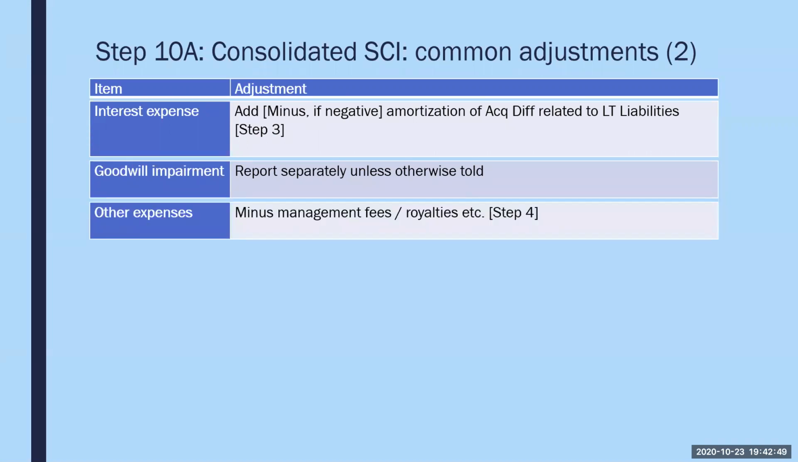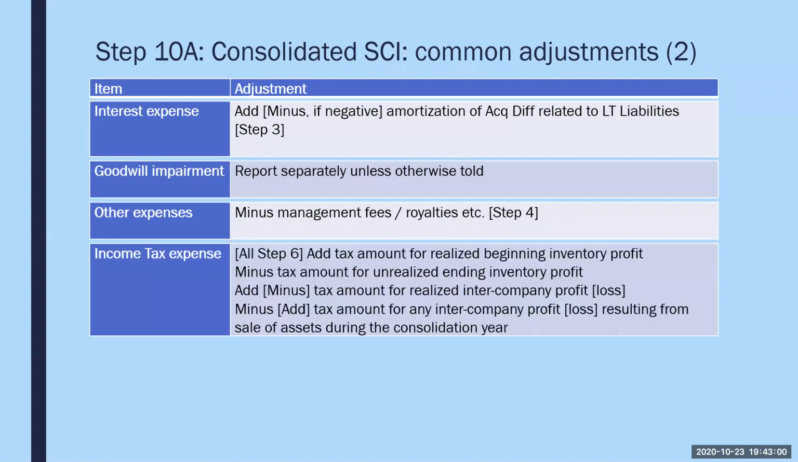From other expenses, you will take away the intercompany management fees, royalties, etc., that you identified in step 4. And for income tax expense, the adjustments will all come from step 6. So add the tax amount for the realized beginning inventory profit, subtract the tax amount for the unrealized ending inventory profit, and then so on for the other intercompany profits.